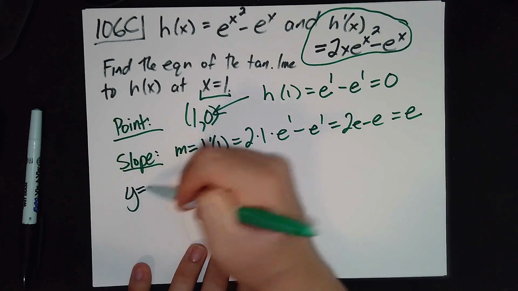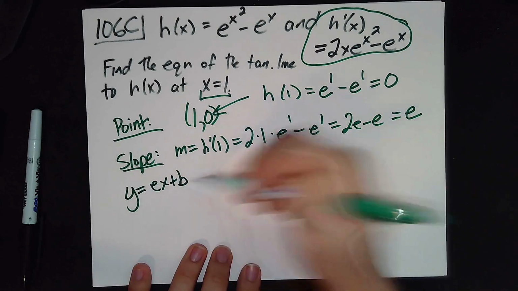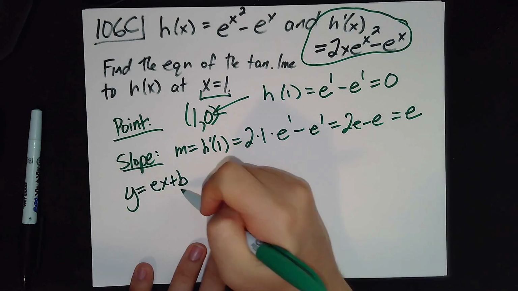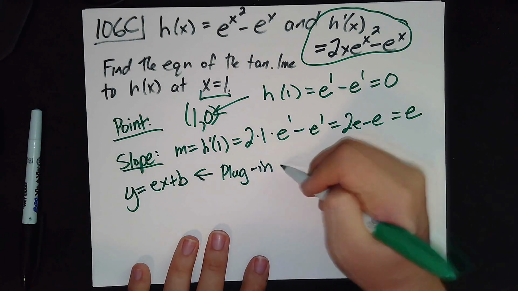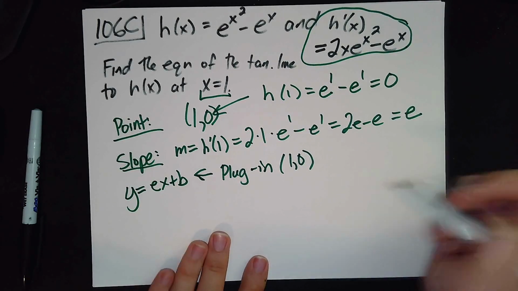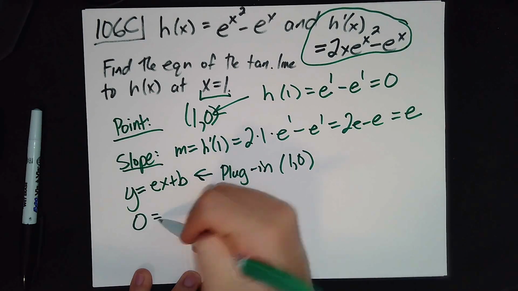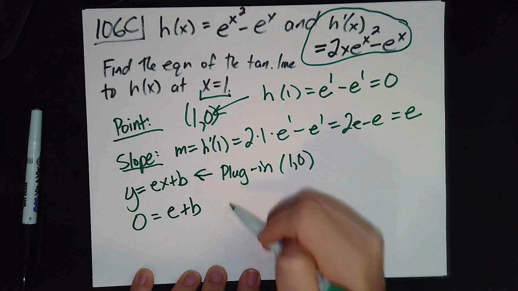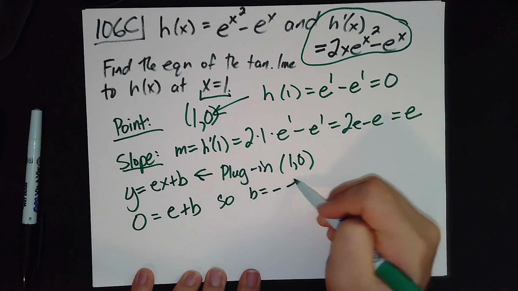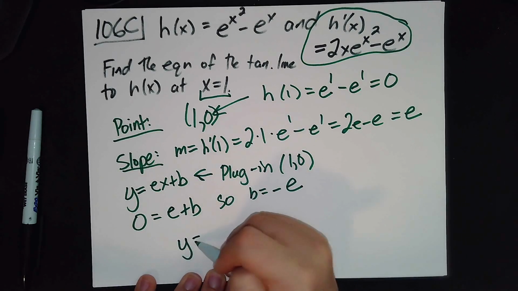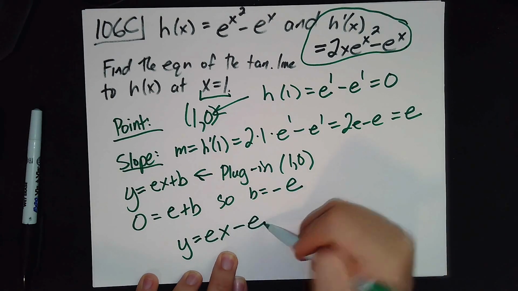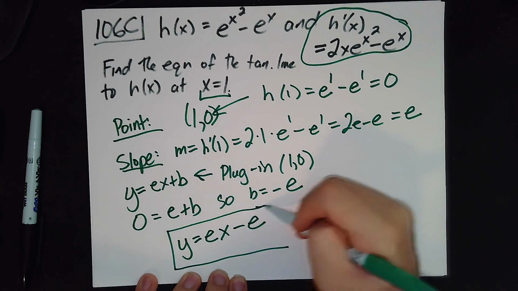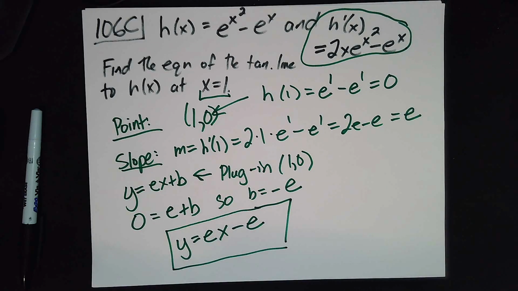But once we have that, we know that our line looks like y equals ex plus b. We just don't know what b is, but we can plug in our point, 1, 0, to fix that. And so that will give me 0 equals e plus b. So b is minus e. And so that means my tangent line is y equals ex minus e. Okay, so that is our equation for this tangent line.